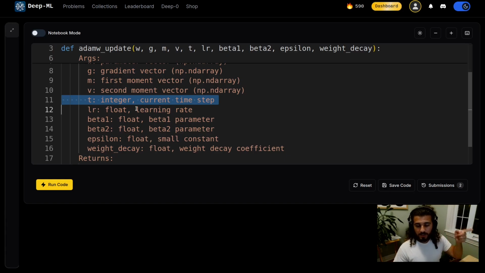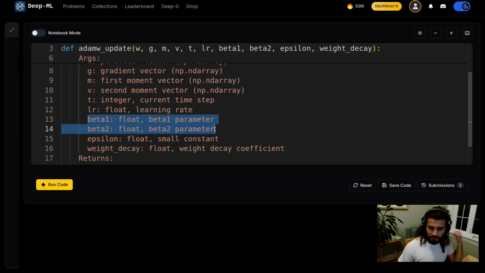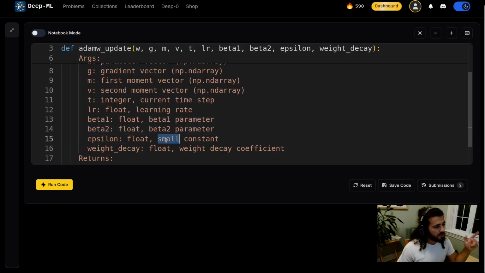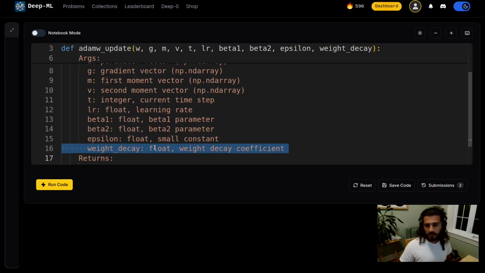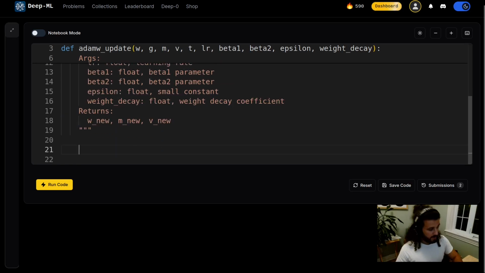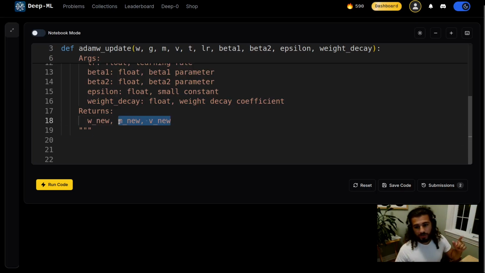And this is important because it is going to be used to do the bias correction. You have the learning rate, and the two hyperparameters beta 1 and beta 2: beta 1 for the first moment, beta 2 for the second moment. You have the epsilon, which is just so that we don't divide by 0. And then you have the weight decay coefficient, which is used for the learning rate times weight decay times the parameters. In this case, we just return the new weight, the new m, and the new v. For these two, don't return the bias corrected version, because then it will mess up the whole thing. You just have to return the new m and the new v for the next iteration.